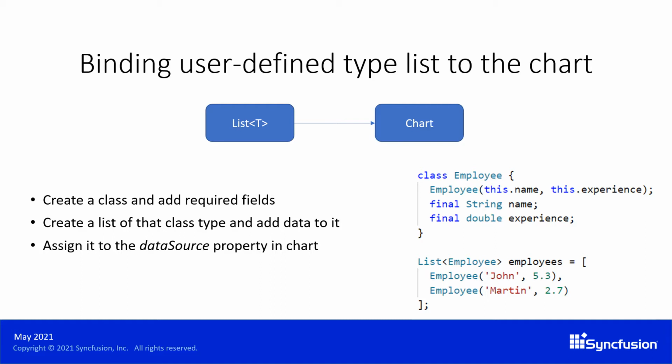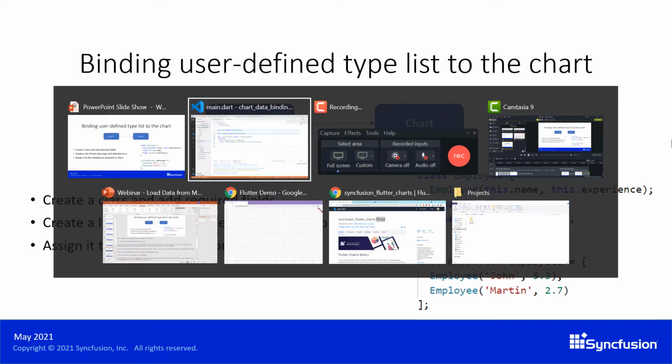Next, we can create a list of that class type and add required data to it. I have created a variable employees and added two sets of data. Then we have to assign this variable to the chart series data source property. Come, let's try this in our application.